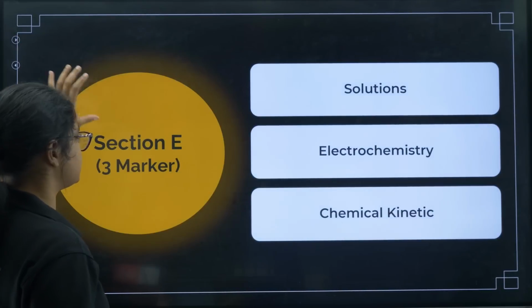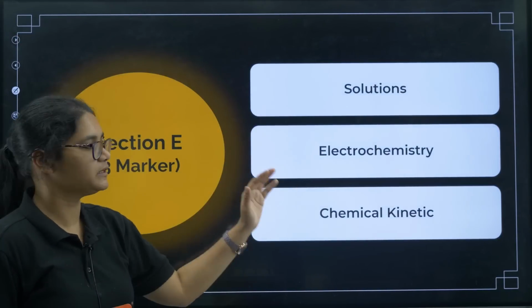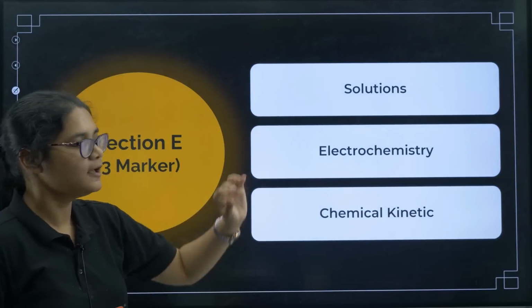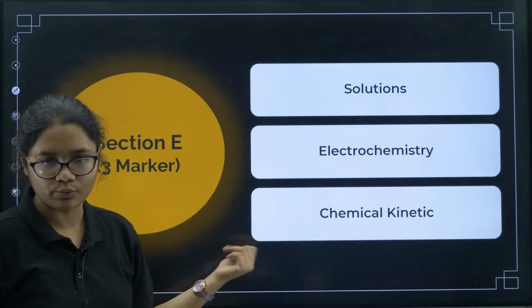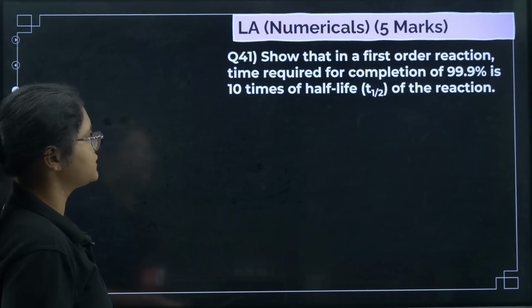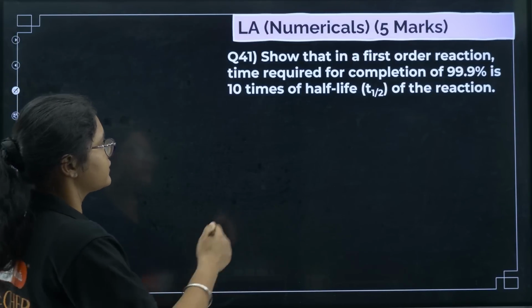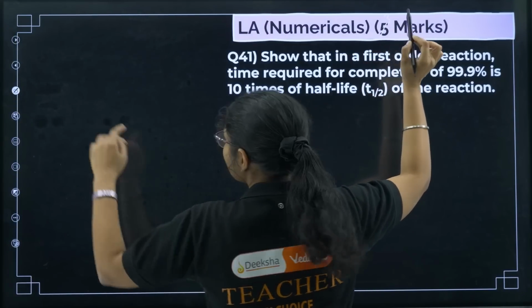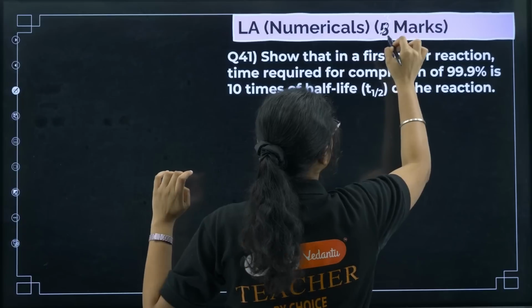Now we will move to the section A, numerical questions. That there will be 6 questions, you have to attempt any 3. From each chapter you will get 2 questions. Okay, so the first question is that from your chemical kinetics. Okay, so this is 3 marks. Okay, so these are 3 marks question.